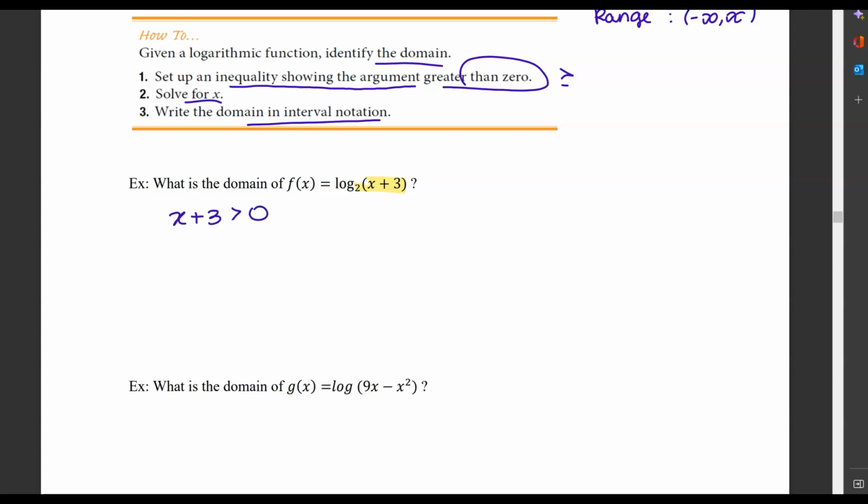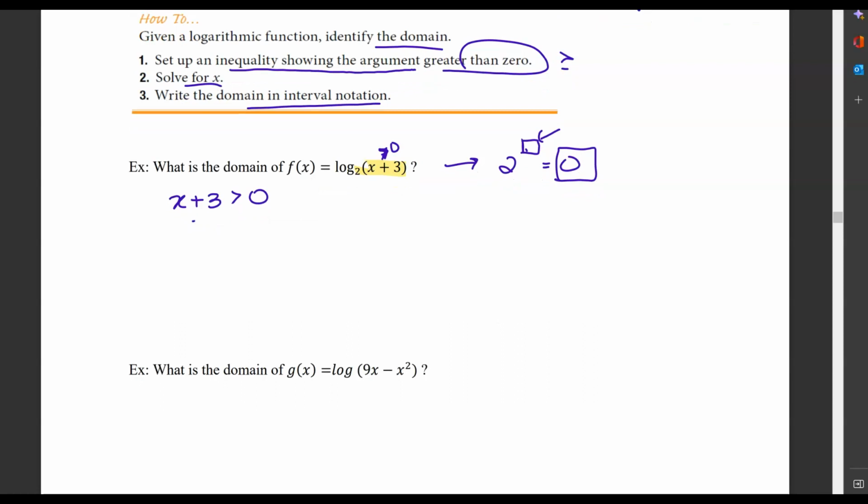The reason for this is, if x plus 3 did equal 0, that means 2 to some exponent must equal 0. But you can plug in any value for this exponent: 0, negative values like negative 100, or positive values like 2 or 5. There is no value you can plug in that will give you the answer of 0, because the only way we can get 0 is by multiplying by 0 itself. So the input must be greater than 0. It cannot equal 0. We're looking for positive values here.